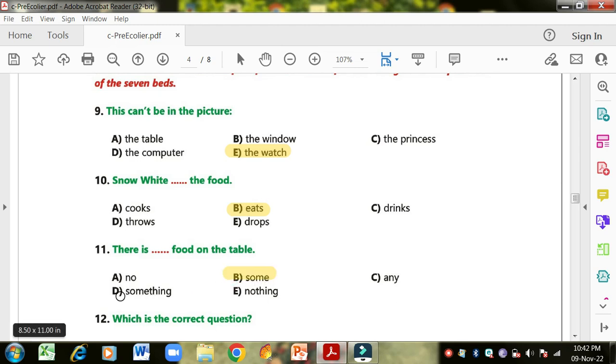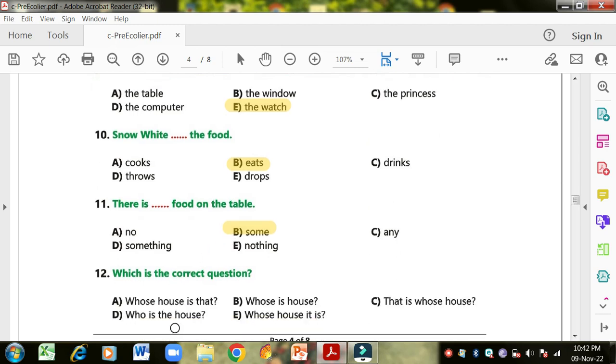Okay, some of the students might think that something will come. No, something will not come. You have to use some. There is some food on the table. Something refers to a thing, so you will not use something food on the table. That doesn't make any sense. You will say there is some food on the table.